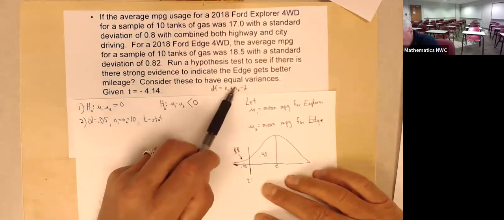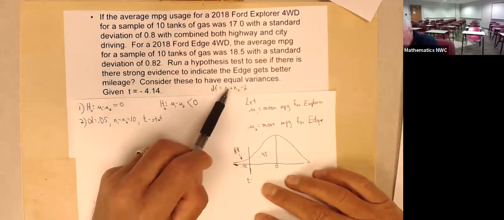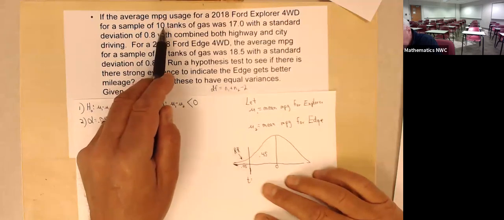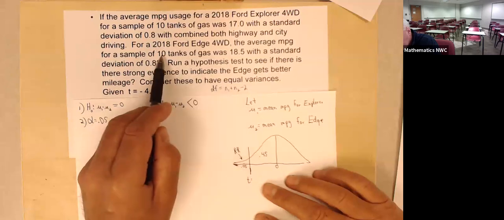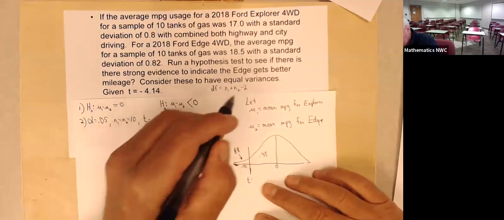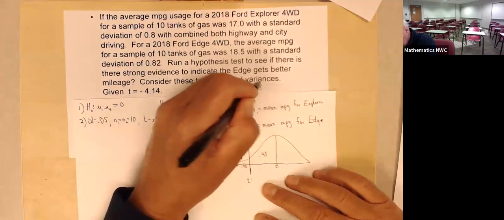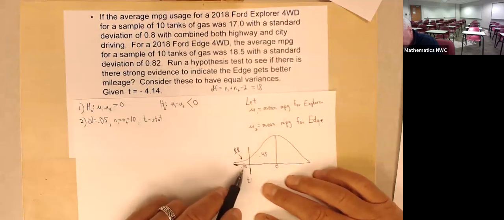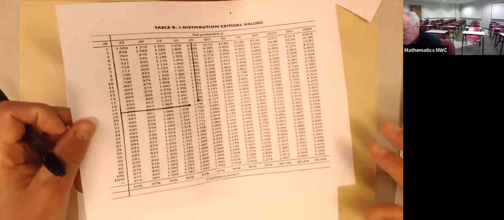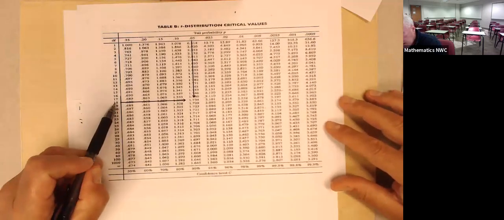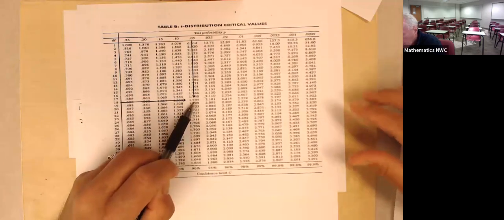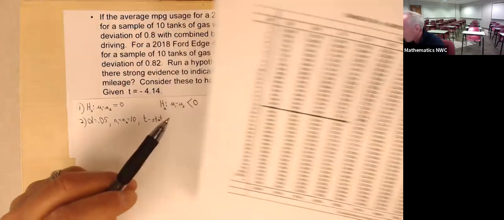I'm using this degrees of freedom. So that's going to be 10 sample size plus another 10 sample size minus 2. 10 plus 10 minus 2 is 18 in this case. So I have 18 degrees of freedom at 5%. I go to my t-chart, 18 degrees of freedom, column of 5% gives me 1.734.